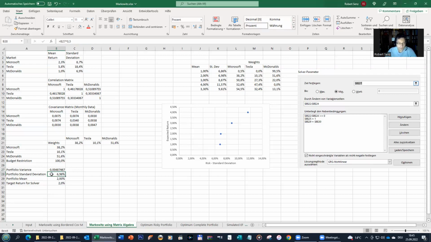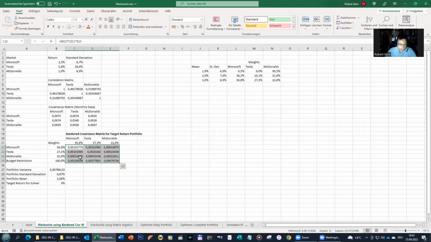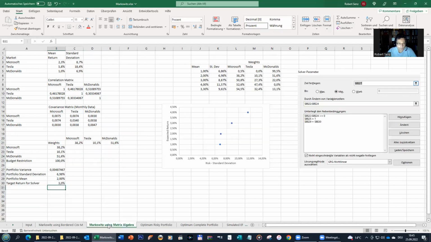So then standard deviation is simply the square root of the variance, and the portfolio mean is the matrix multiplication where we multiply out the weights with the expected returns. So let's check out if this procedure is yielding the same weights for a target return of 3%. So we know already the solution. The solution should be 50.8, 27.3, 22%. So let's check it out if this matrix algebra is giving us the same solution.